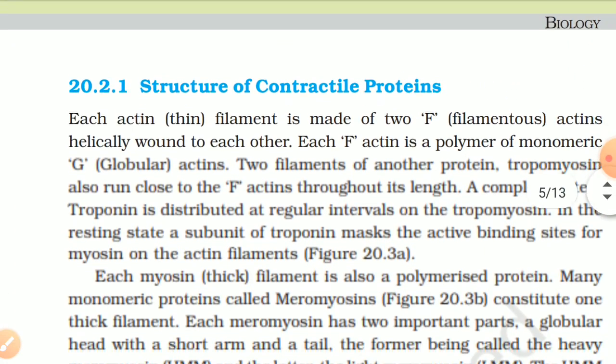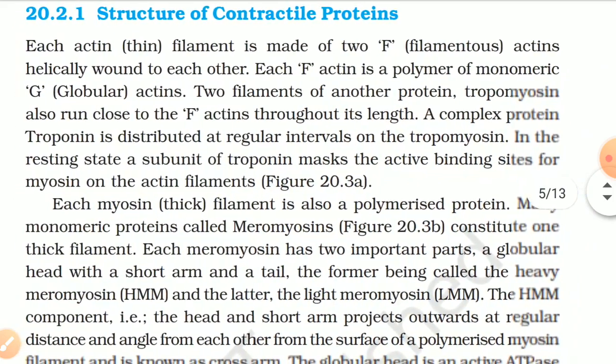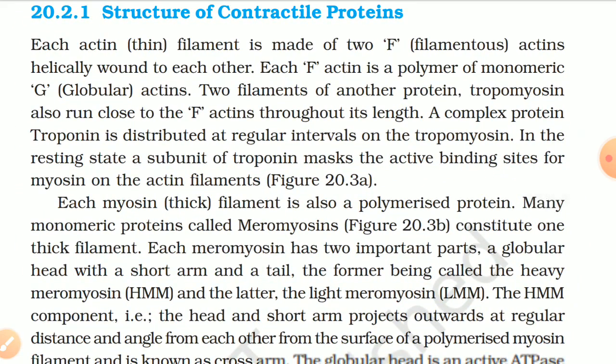20.2.1 Structure of contractile protein. Each actin thin filament is made of two F filamentous actins helically wound to each other. Each F actin is a polymer of monomeric G globular actins. The two filaments of another protein, tropomyosin, also run close to the F actins throughout its length. A complex protein, troponin, is distributed at regular intervals on the tropomyosin. In the resting state, a subunit of troponin masks the active binding site for myosin on the actin filament. Figure 20.3a.